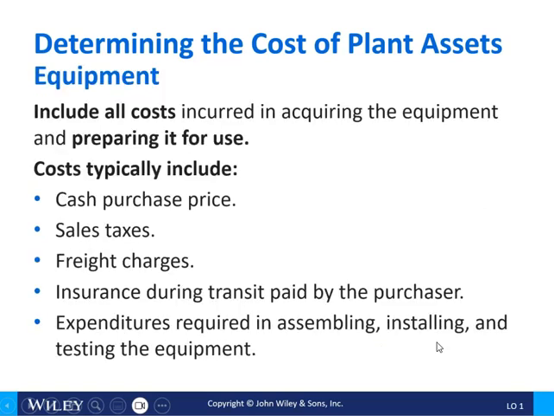Equipment includes all costs incurred in acquiring the equipment and preparing it for use. So cash purchase price, sales tax, freight charges to get the equipment delivered to your plant, insurance during transit paid by the purchaser, and then expenditures required in assembling, installing, and testing the equipment. So getting it set up, maybe hiring another company to come in and make sure that it's working correctly and that type of thing. All those setup costs can be included in the cost of the purchase of equipment.